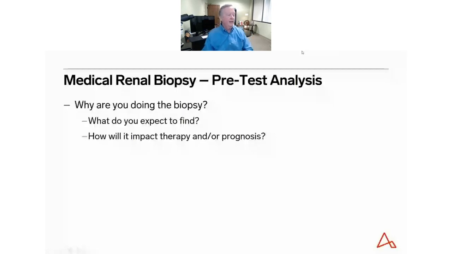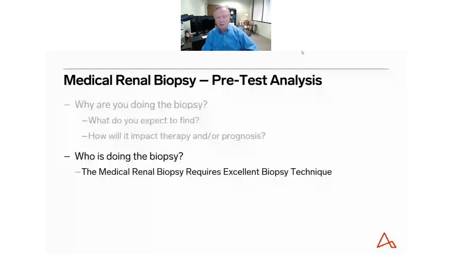All right, now we're going to get into the question that Matt asked. Because every time you do a renal biopsy, you better do a pre-test analysis. Really understand what you're doing, what you expect to find, and is it going to impact your therapy or the prognosis? We sometimes get apologies from nephrologists saying, oh, I thought it was just going to show X, Y, or Z, but I just had to be sure. Let me tell you, that's an important reason to do a kidney biopsy, impact therapy, or be able to tell the patient their prognosis. Who's doing the biopsy?